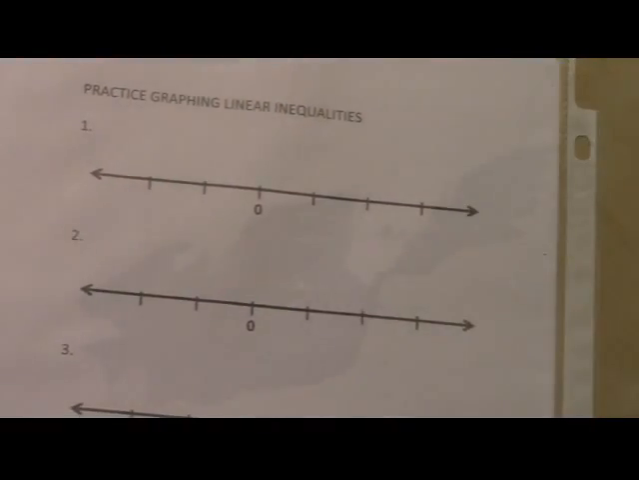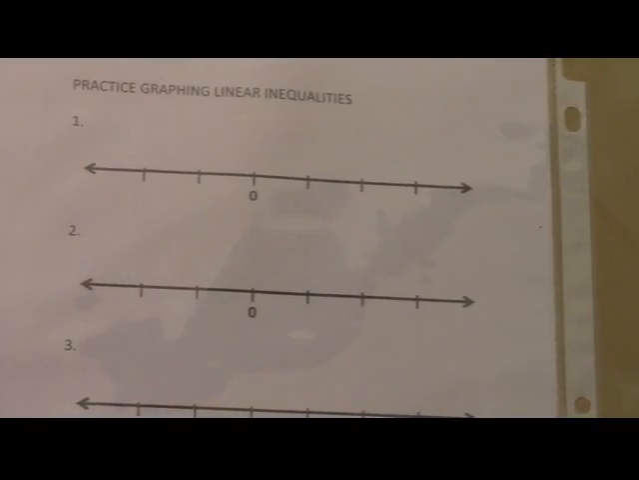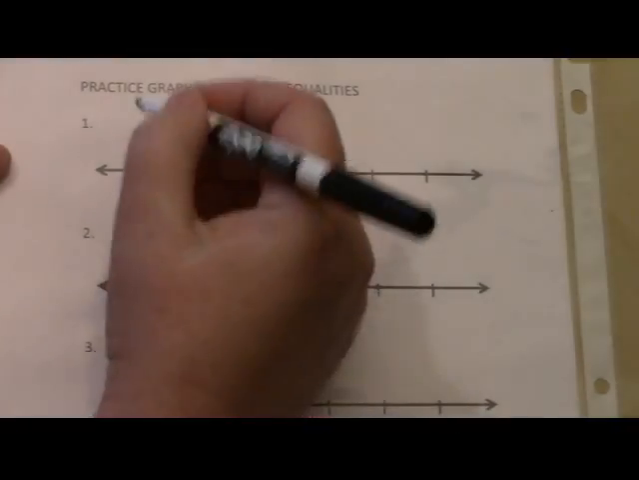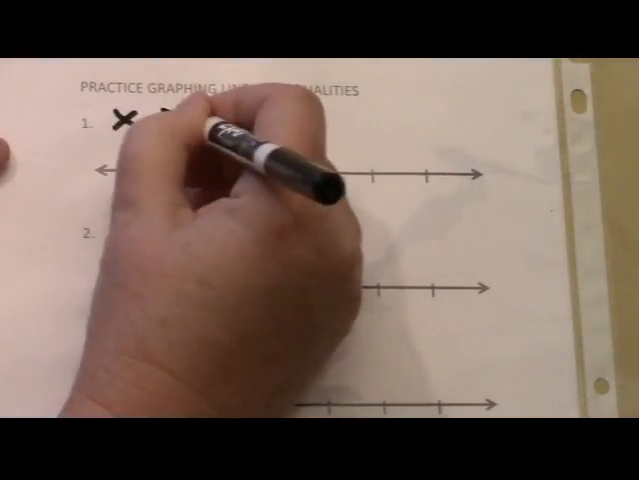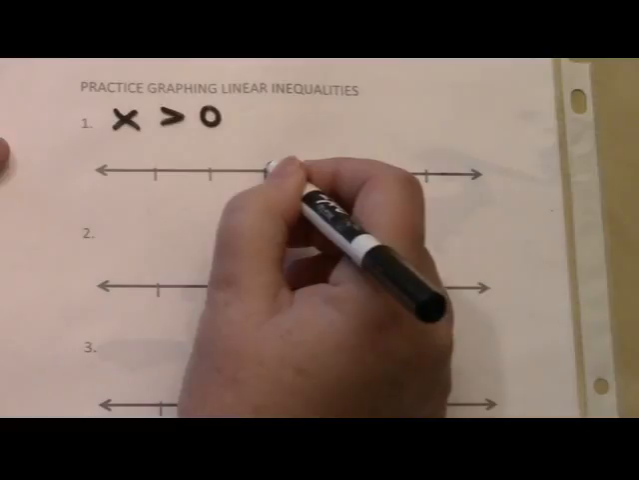Okay, so this will make some more sense as we practice. So turn to the next page, 4, and we're going to practice graphing linear inequalities. So let's start with something like this: x is greater than 0. Well, let's first find 0 and put a circle there.